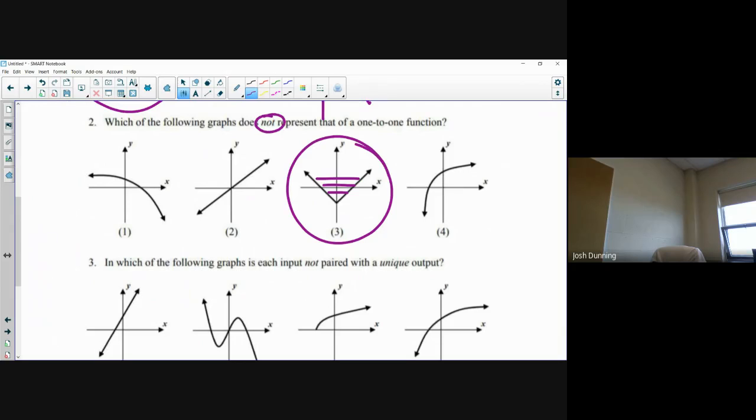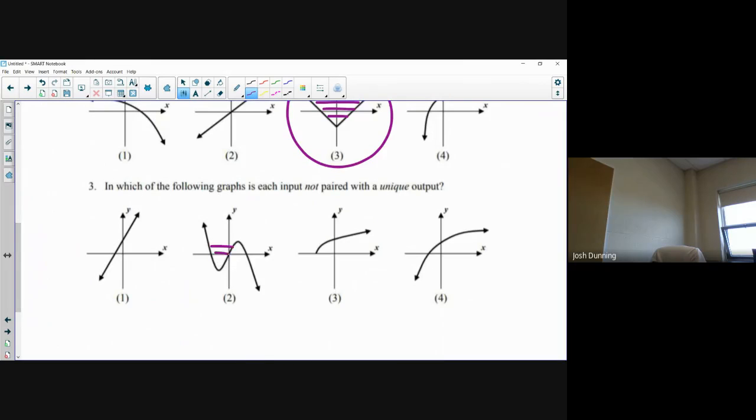3, which of the following graphs is each input not paired with a unique output? So there's what I was saying. They might not say one-to-one. They might use a synonym, something that means one-of-a-kind output. So basically, which one is not one-to-one? And as you can see, choice 2 down fails the horizontal line test a lot. There you go. That's not one-to-one. That was the first new thing. Hopefully that was pretty easy.